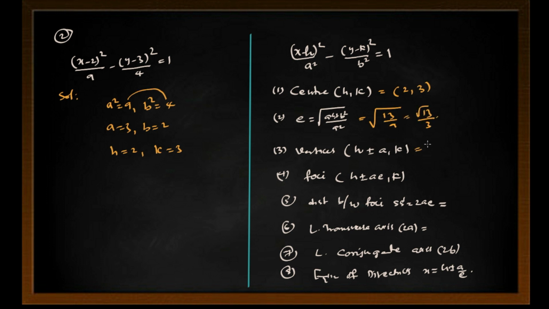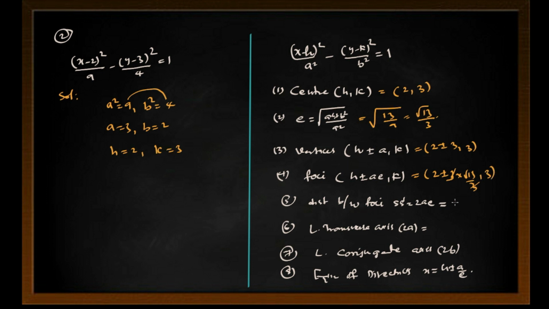Next, vertices: h plus or minus a, h is 2, plus or minus a value is 3, comma k is 3. So we can write 5 comma 3 and minus 1 comma 3 also. And foci: h is 2 plus or minus ae, a is 3 and e is root 13 by 3. So 3 get cancelled, comma k.